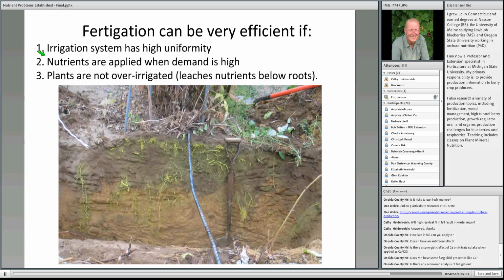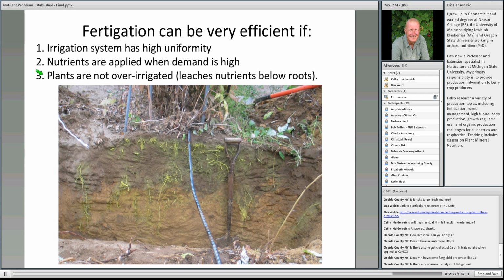Nutrients are applied when demand is high. So if you're fertigating and you're applying nutrients before bud break, before the bushes are able to utilize nutrients, then you probably won't be achieving the efficiency that you could be if you're applying them when the demand is highest.